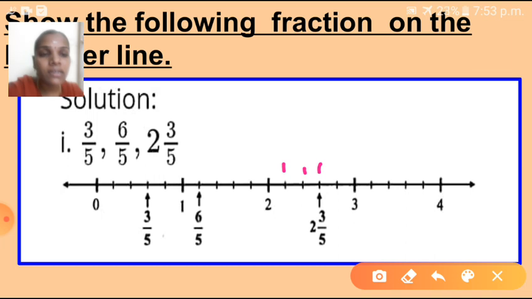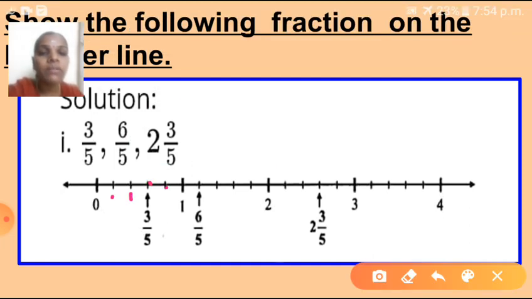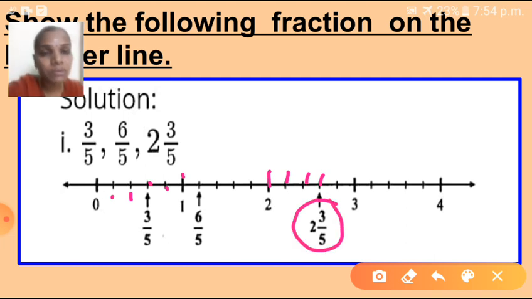Understood, children? Otherwise, you have to convert this mixed number into an improper fraction as I told, 13 upon 5. Just you have to count here. 1 upon 5, 2 upon 5, 3 upon 5, 4 upon 5, 5 upon 5. So here 10 upon 5. So 11 upon 5, 12 upon 5, 13 upon 5. So here you have to write. Understood, children? Yes. Shall I go to next?